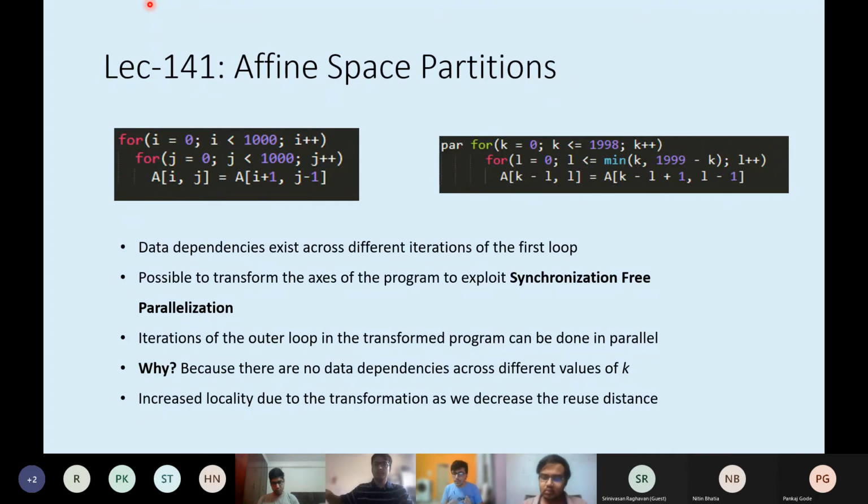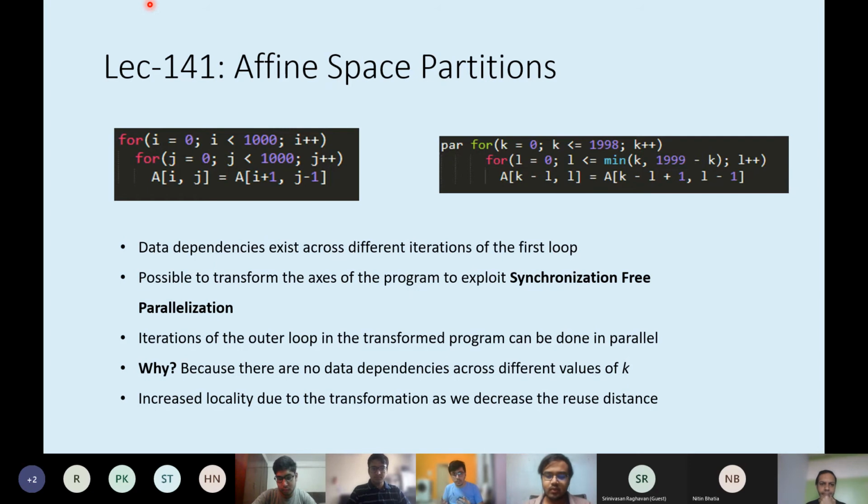For that program, the outer loop is data parallel, but the inner loop is not data parallel. The data dependencies exist across the different iterations of the first two, but still we were able to transform it into a program by transforming its axes to exploit synchronization free parallelization. Now the iterations of the outer loop in the second program can be done in parallel. And why is that possible? Because there are no data dependencies across different values of k. We'll see how we'll check that.